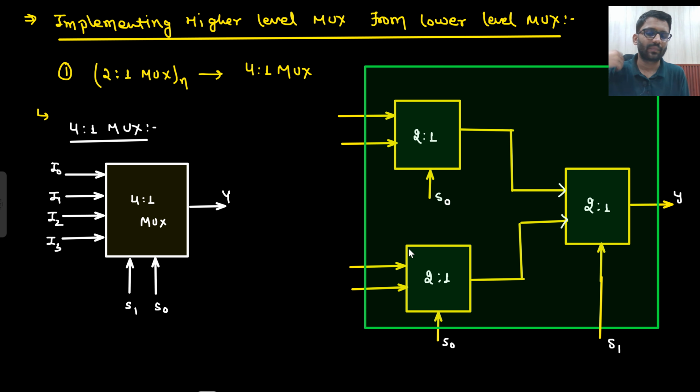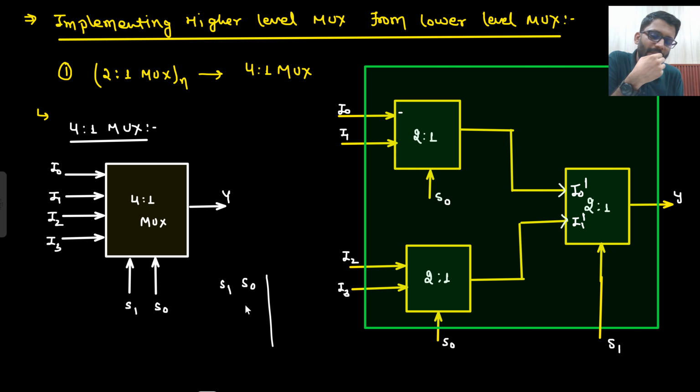Why is that so? Look, I am considering this is your I0, and basically there are 4 input lines, no? I0, I1, I2, I3. If this is 0, this will be taken, and if this is 1, this will be taken. This is how I have written it. And this is your I0 dash and this is your I1 dash. Let's say this is my input S0, S1. If I put 0, 0, I should expect I0. Let's see if I am getting that.